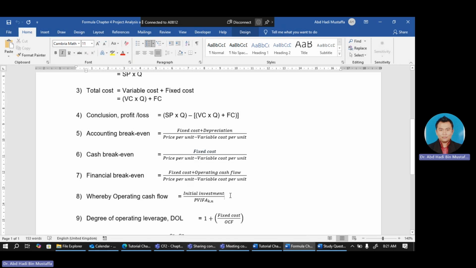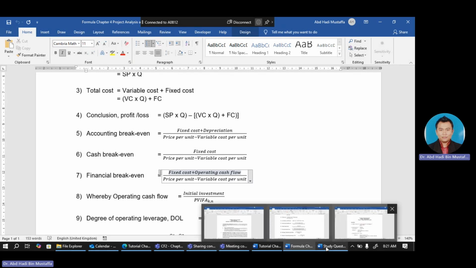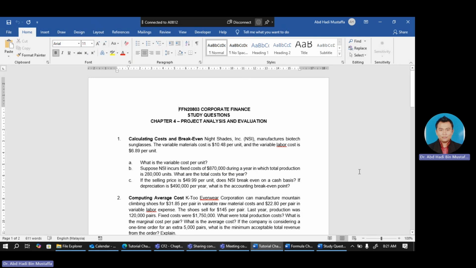Okay, but in certain questions, operating cash flow is not given directly. It's not given directly, but what you have to do is find the operating cash flow, whereby it is the initial investment divided by PVIFA. PVIFA means that you need to refer to a PVIFA table. So we technically use formula 5, 6, 7, and 8. Formula 8 is just to calculate the operating cash flow if the question does not give it directly. Okay, so now let me go through your questions.